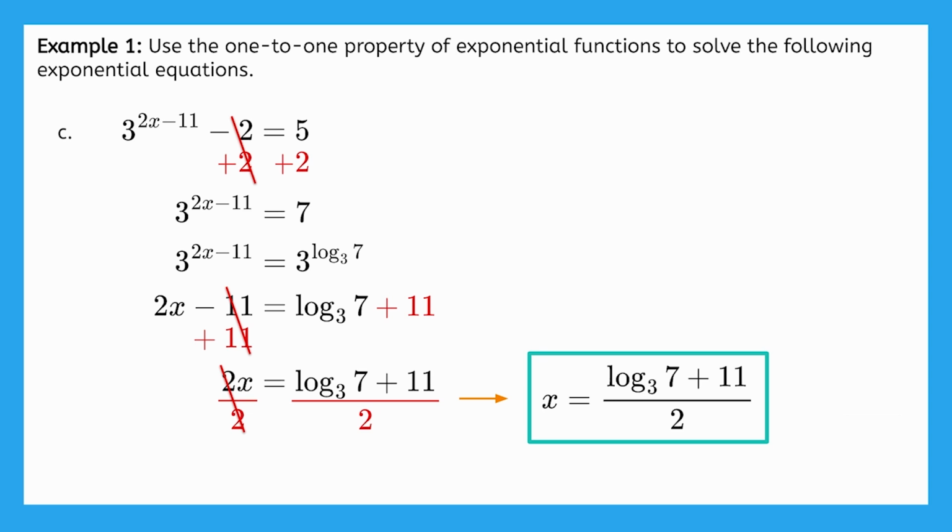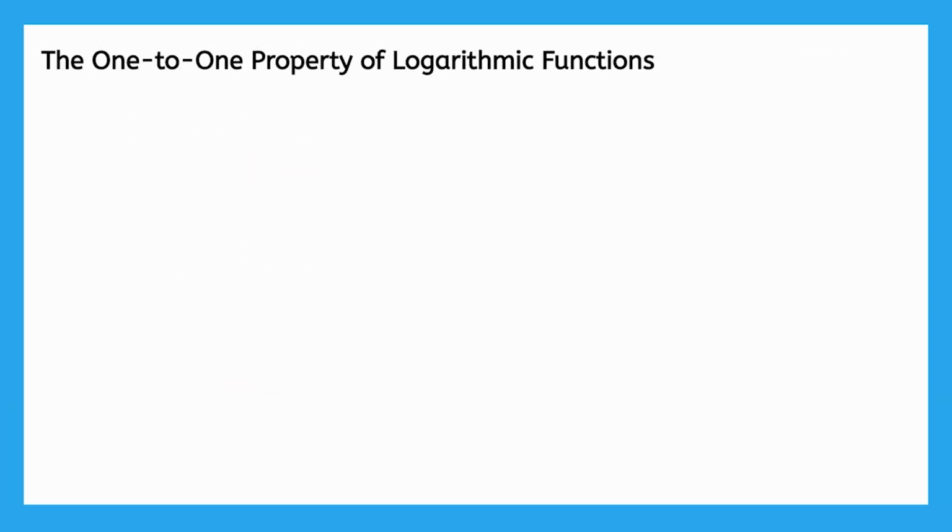The one-to-one property of exponential functions has turned out to be really helpful in solving exponential equations. In the first two equations, we were able to avoid logarithms altogether because of it. But even if logarithms are needed, like in this example, this property will always work. Thankfully, logarithmic functions have this useful property as well.